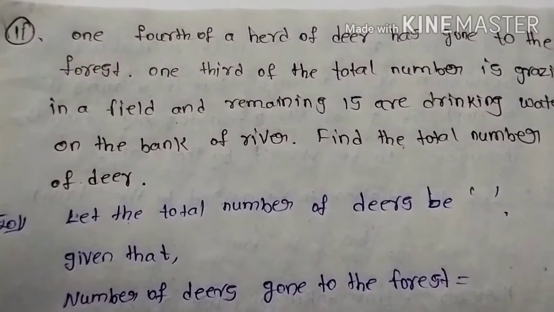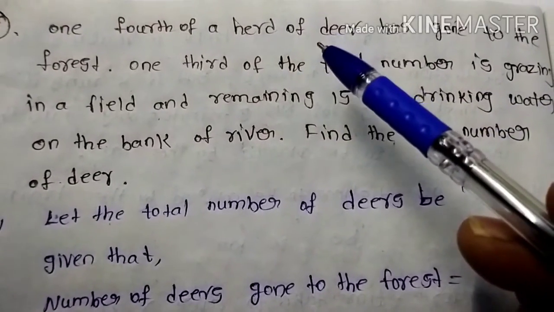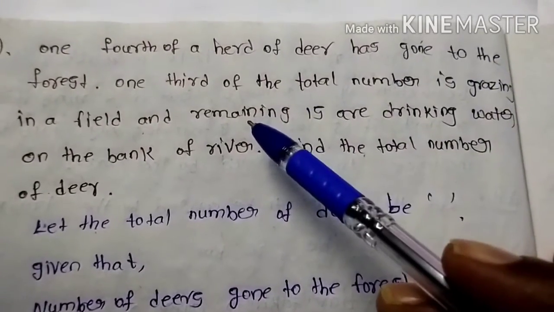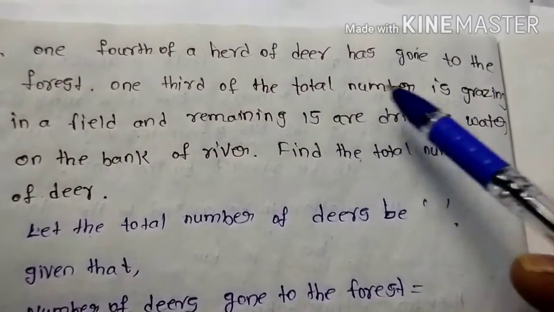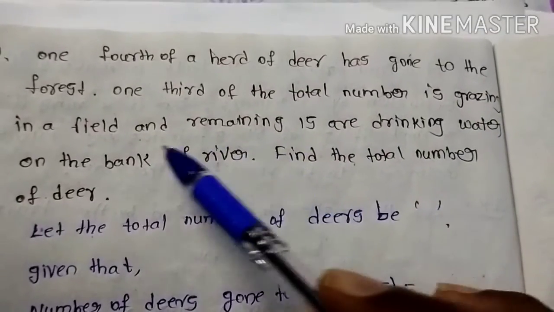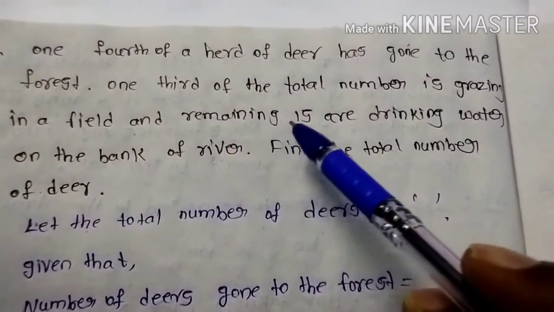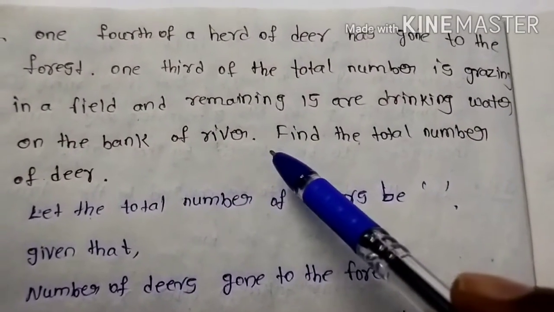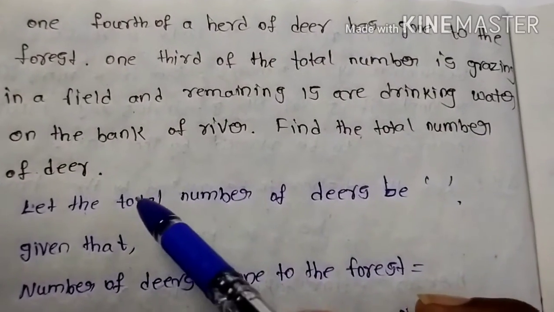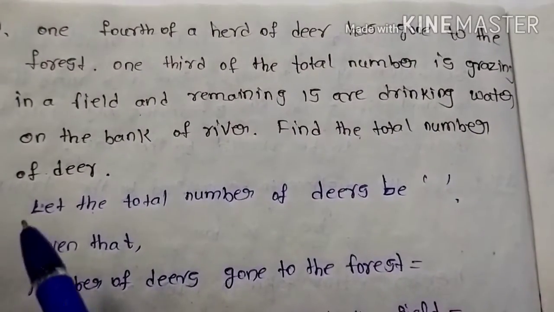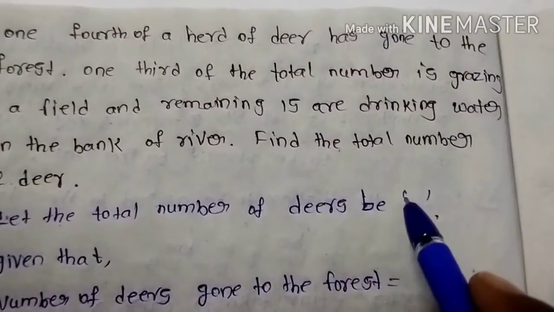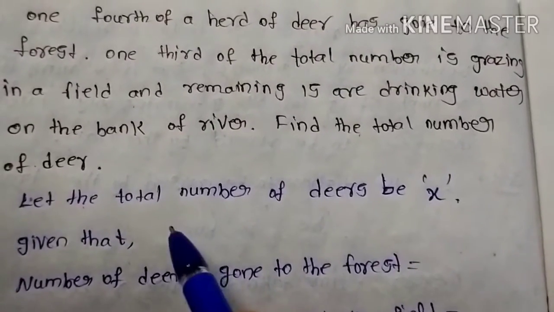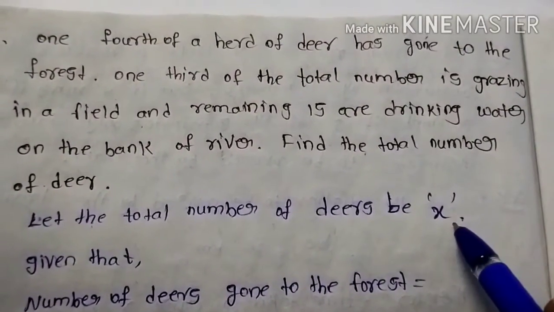Now you can see here question number 11. 1/4 of a herd of deer has gone to the forest. 1/3 of the total number is grazing in a field, and remaining 15 are drinking water on the bank of a river. Find the total number of deer. We don't know the total number of deer, so that I am taking here. First of all, let the total number of deer be x only. We don't know that, so that I am taking here. Let the total number of deer be here x only.